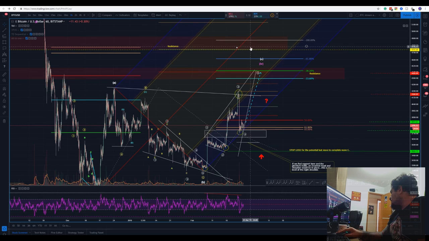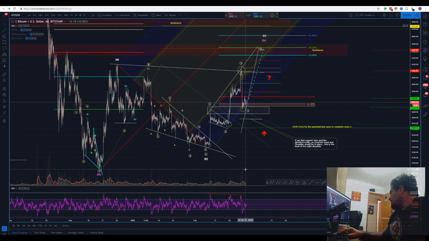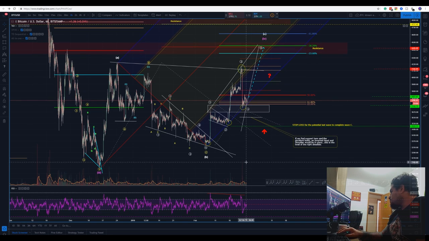We would need to touch the median line here, this is 4,700. We touch the corner here, and we need to get to the minus 100 extension, the algo target here, to confirm that we indeed have some kind of bullish momentum, that we might have a bottom here. But I wouldn't suppose a bottom here because what the data is showing us is something different. But let's wait and see, guys.